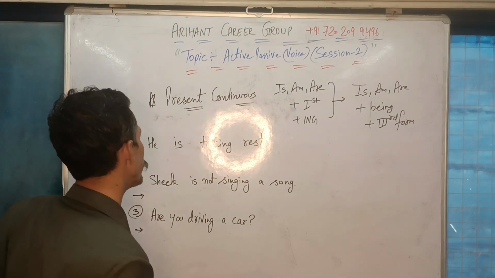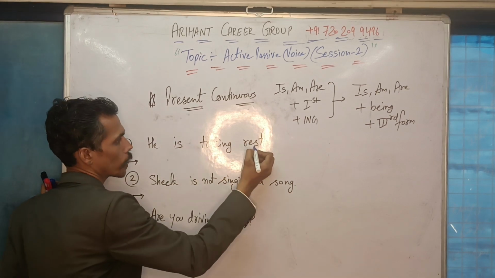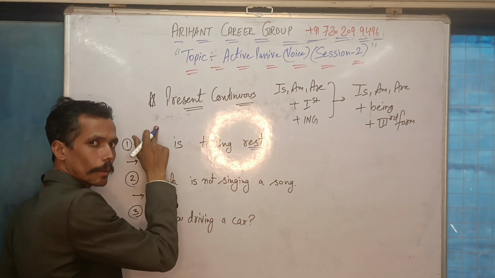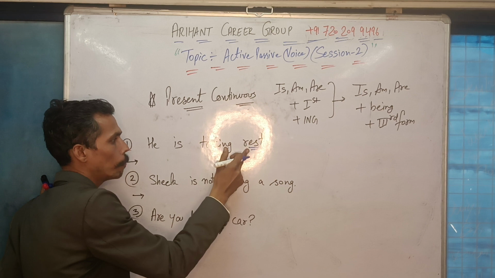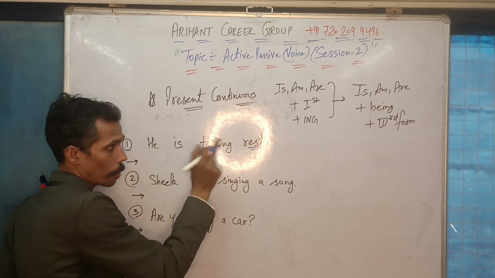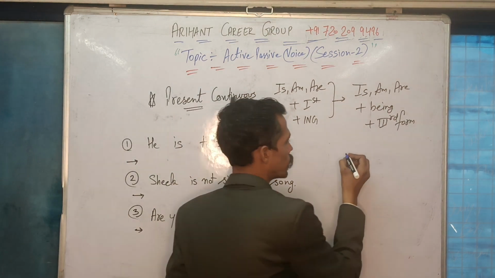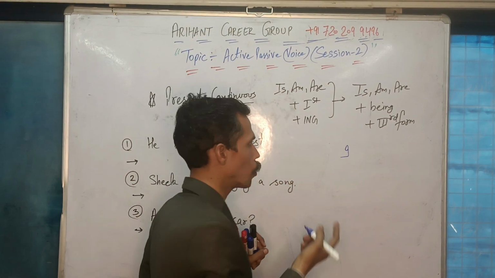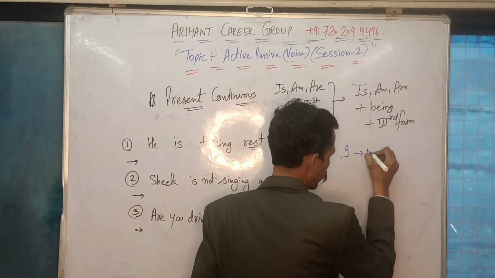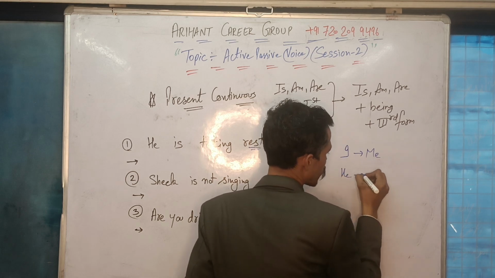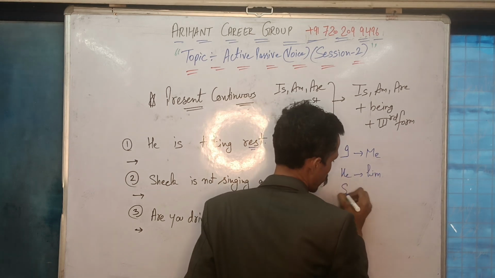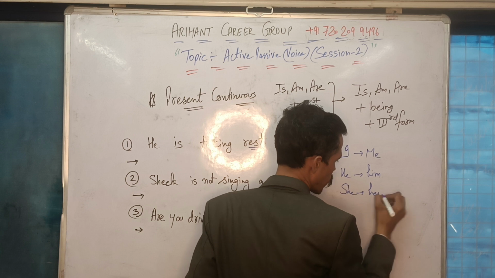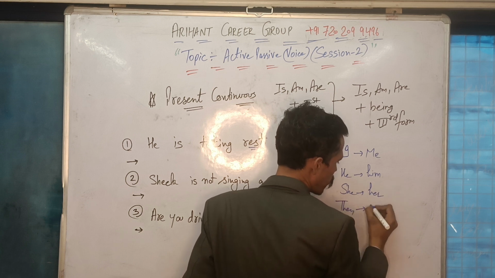So please note down what the answer should be. He is taking rest. So this is a subject, this is an object. Object will become subject and subject will become object. Now the question here is, if I is a subject and it becomes object, what should it look like? It becomes me. He becomes him. She becomes her. They becomes them.